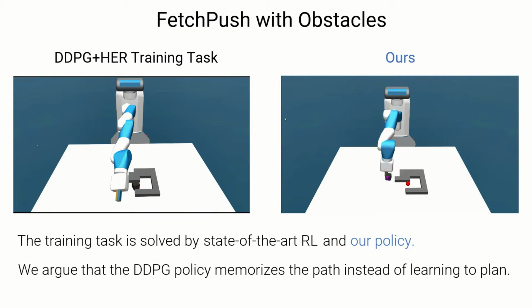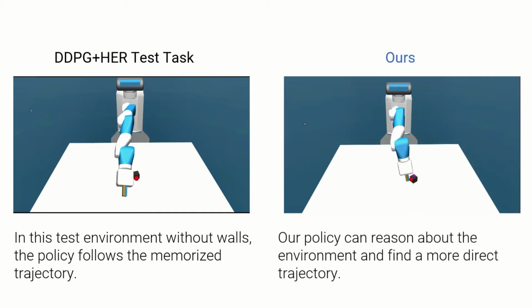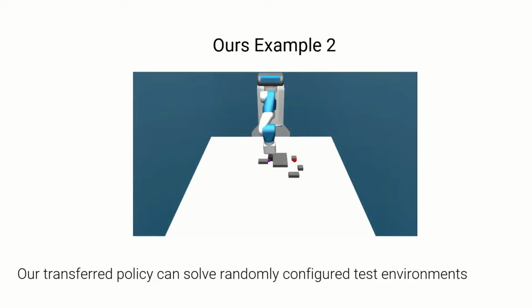We argue that the policy with DDPG memorizes the path instead of learning to plan. To demonstrate this, we remove the walls from the environment. The policy trained with DDPG executes the memorized trajectory. The transferred policy, on the other hand, does not memorize the environment layout and can effectively plan a more direct trajectory. Moreover, since the transferred policy does not rely on any specific environment layout, it can solve randomly configured environments. Here are two examples of random environment layouts which can be solved with our method.